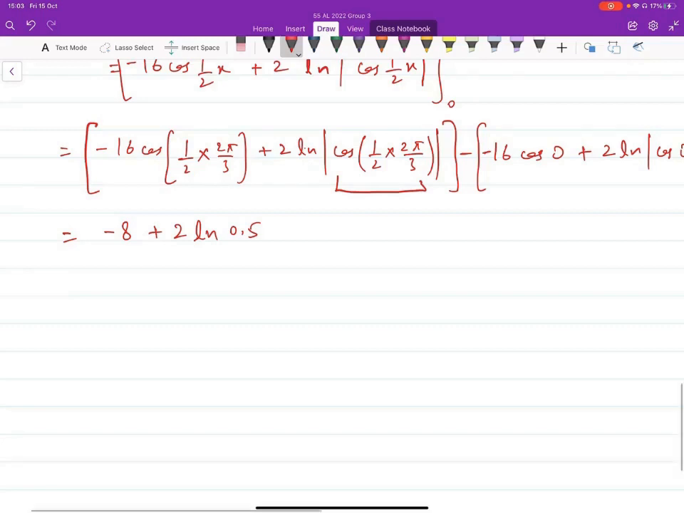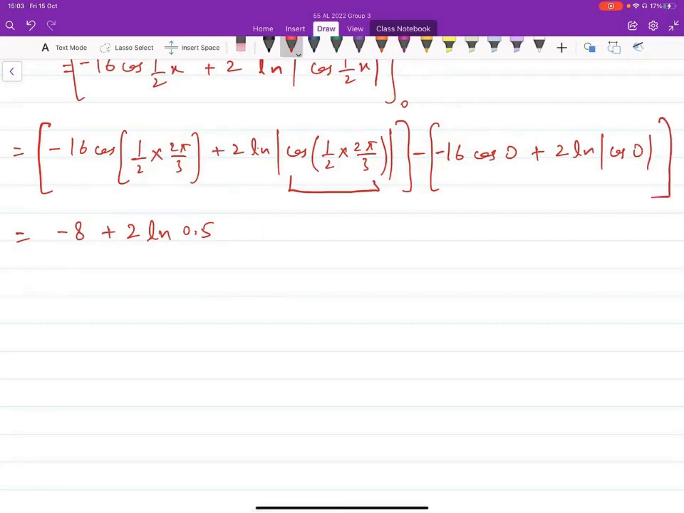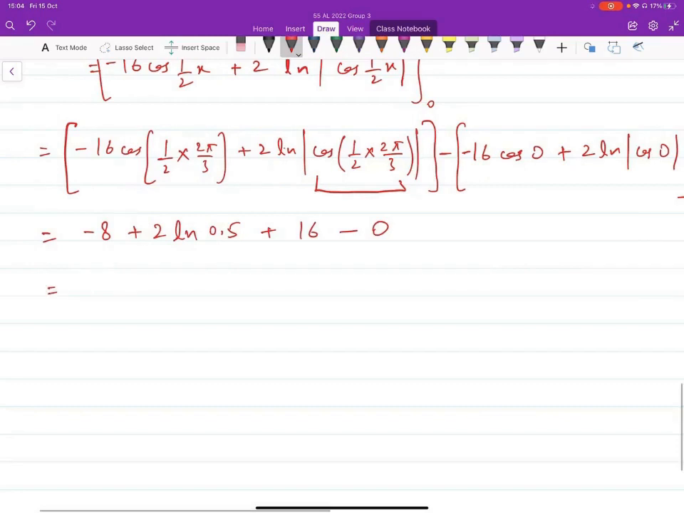Then you've got 16 into cos of 0. Cos 0 is 1. You get plus 16 from there. ln of cos of 0, cos of 0 is 1, उसका आप log loge, it becomes 0. And you've got 0 there. And your final result should look something like this: 8 plus 2 ln of 0.5.